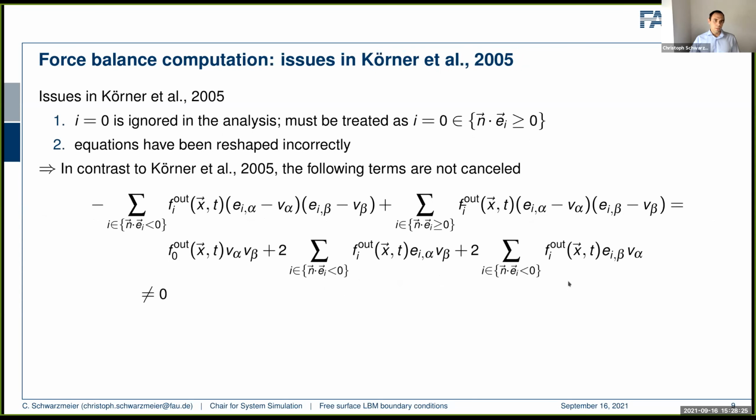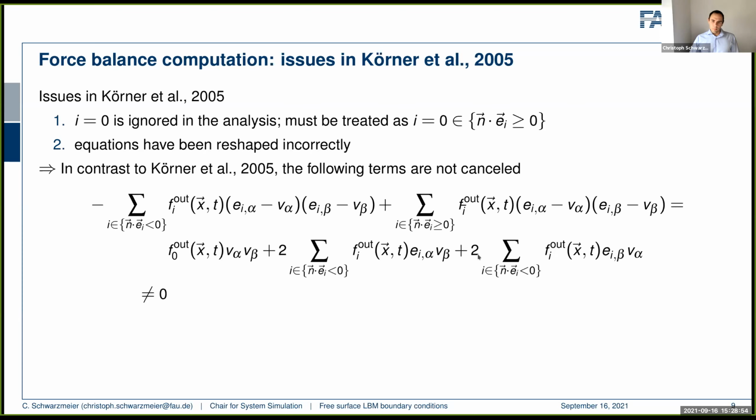However, I actually do have 2 issues with their analysis. First of all, they completely ignore the center PDF, so the index i equals 0, while it must mathematically actually be treated to be part of the set that is shown here. And second of all, I have seen that the equation has actually been reshaped incorrectly. To be more specific, the very first line of this equation is supposed to be 0 if the analysis of the authors is correct.